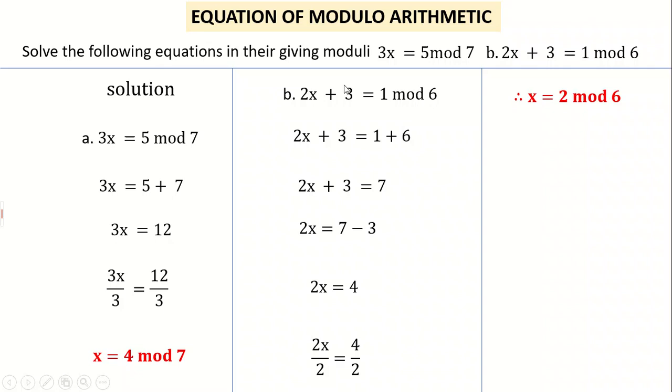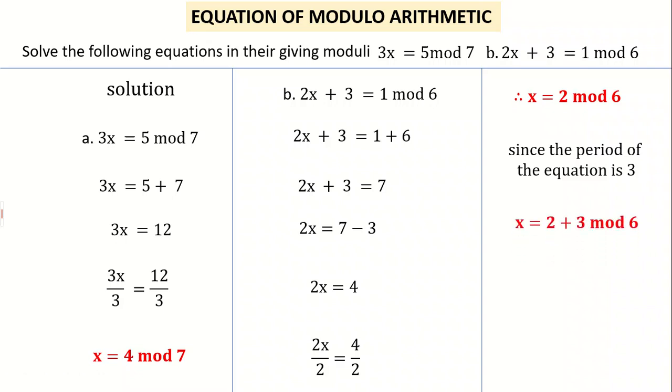Now the reason why this 3 is there is that the period of this equation is actually this 3. So you check, if I add this 3 to this 2, will it be up to or equal to 6? It will not. So that means we can find another solution to this question, which is 2 plus 3 mod 6, and that will give us 5 mod 6. It's still correct. Now, to justify our answer, we can use an alternate method.